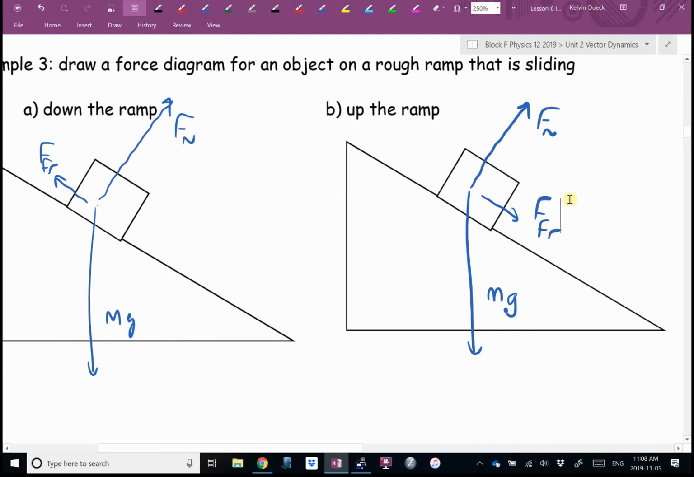If you compare these two, the reason if you try sliding an object up a ramp, it stops so quickly, it's because this is slowing it down and this parallel component of gravity, which I haven't put in, is slowing it down. You have two forces slowing it down. It's going to come to a stop really quickly.